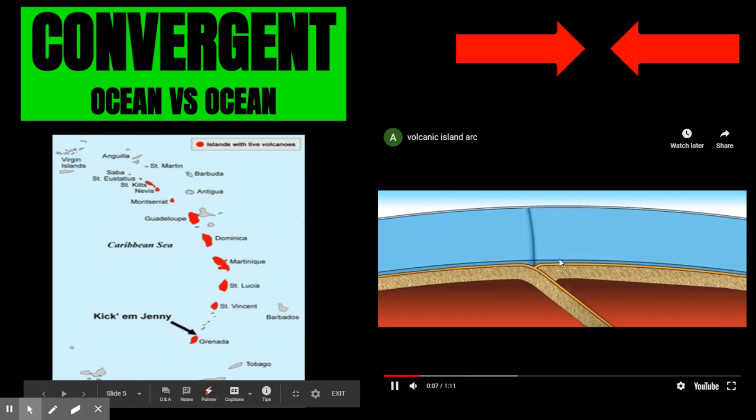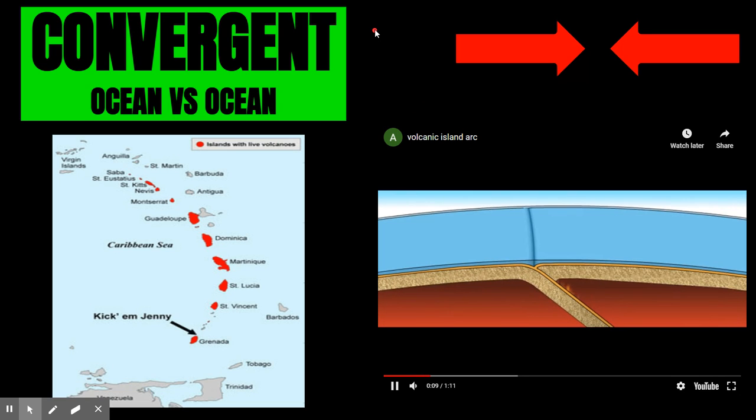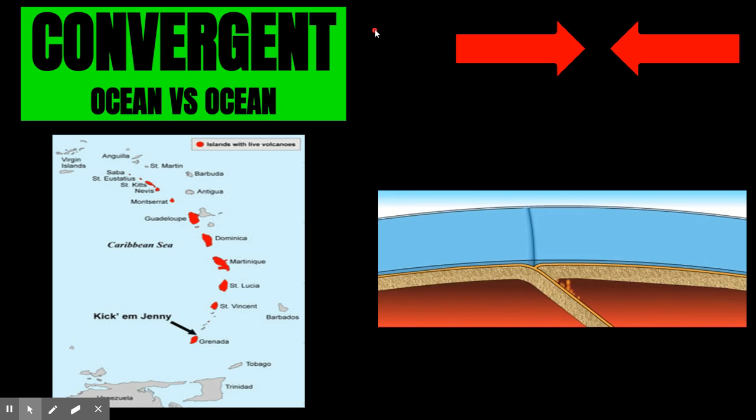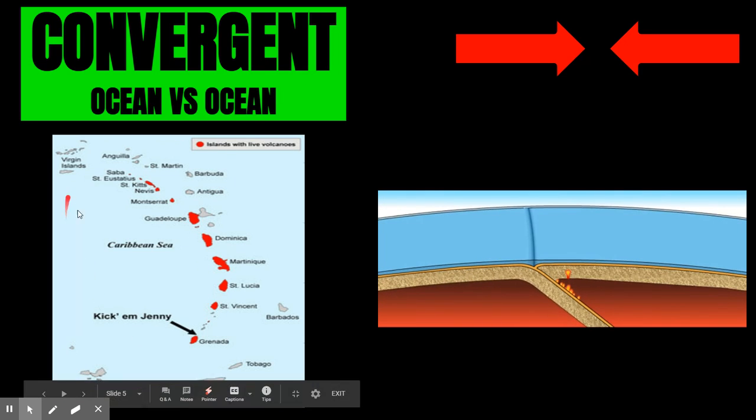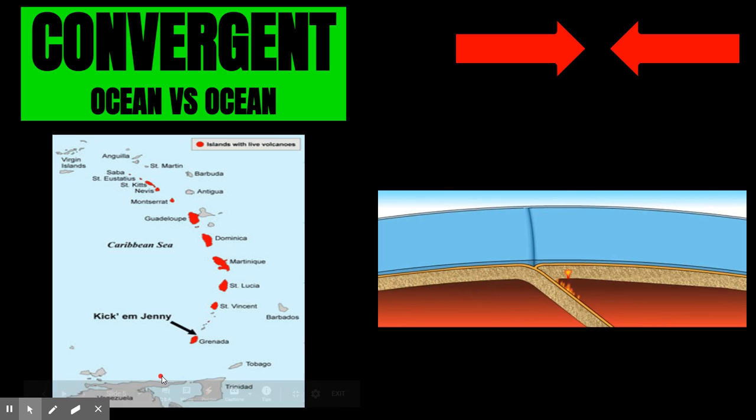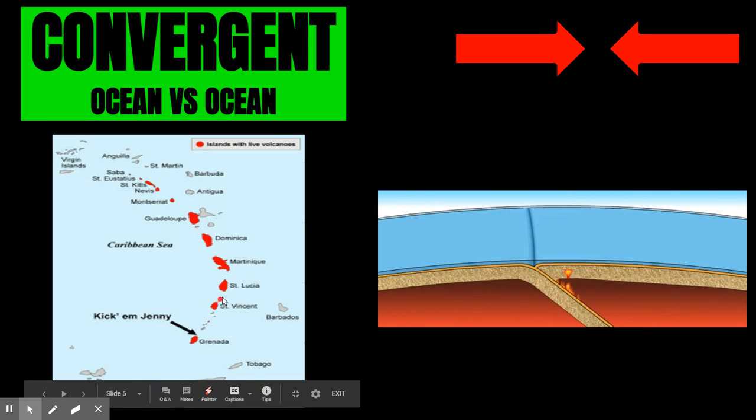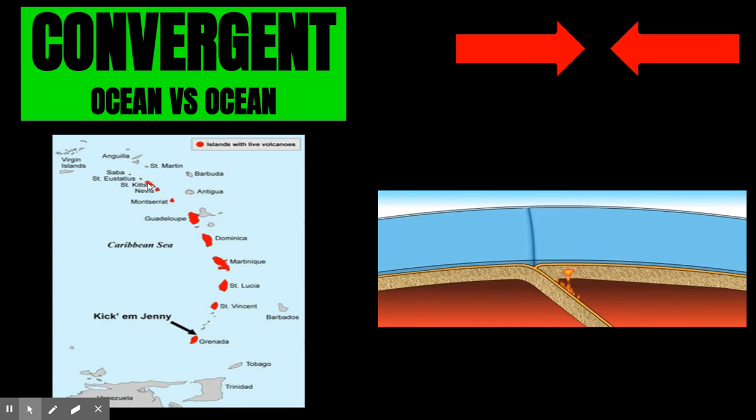All right. As I play this video, it moves a little bit slowly. So we see here an island arc that exists in the Caribbean. The Virgin Islands are here. This is South America. So Grenada, St. Vincent, St. Lucia, Martinique, Dominica, Guadeloupe, Montserrat, St. Kitts. These are all very big tourist destinations.